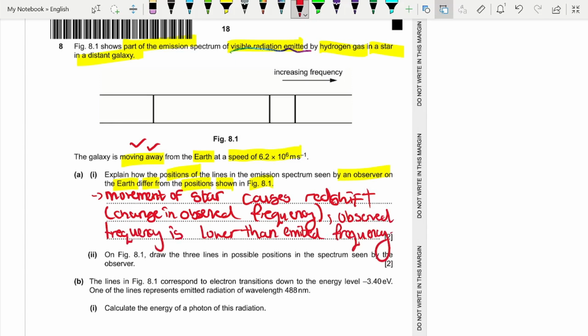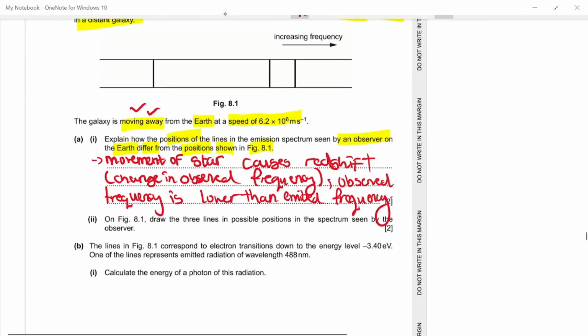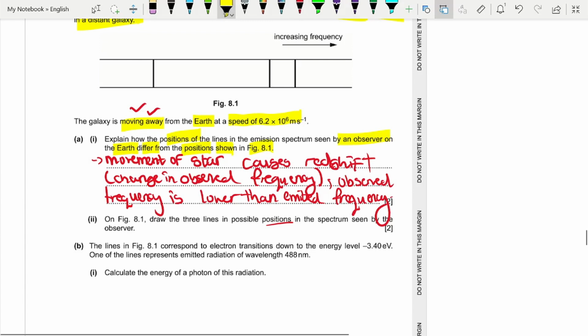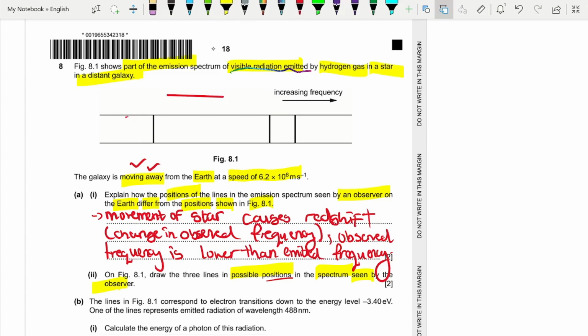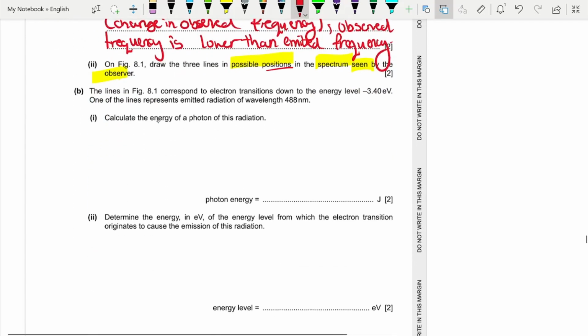Now if I were to go on this graph and look at it, I've been asked to draw 3 possible lines seen by the observer. So it's going to be to the left because of redshift. It's going to have an observed lower frequency, like so, like so, like so. My apologies for the squiggly lines, but essentially this distance between these two lines must be the same, because the entire graph is going to be shifted because of the redshift. So it's just going to be translated as it is.